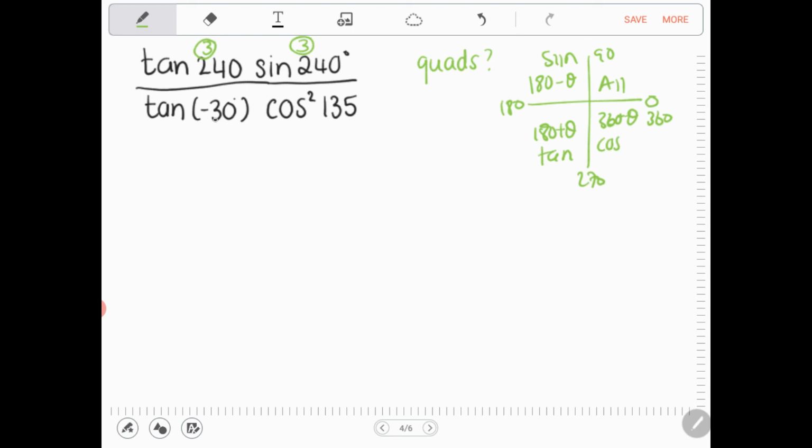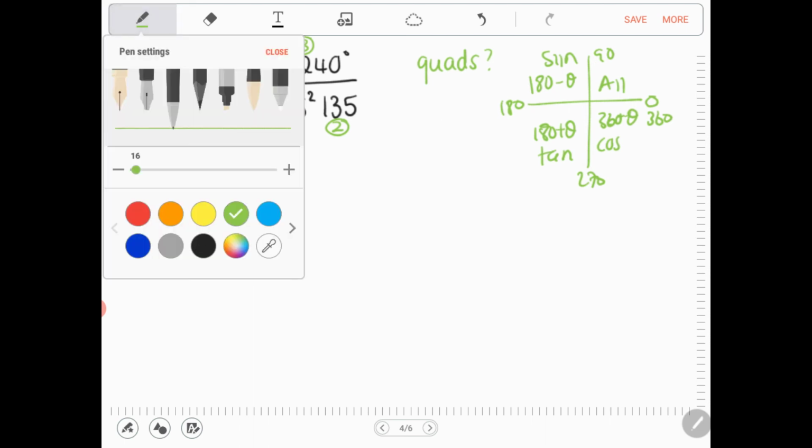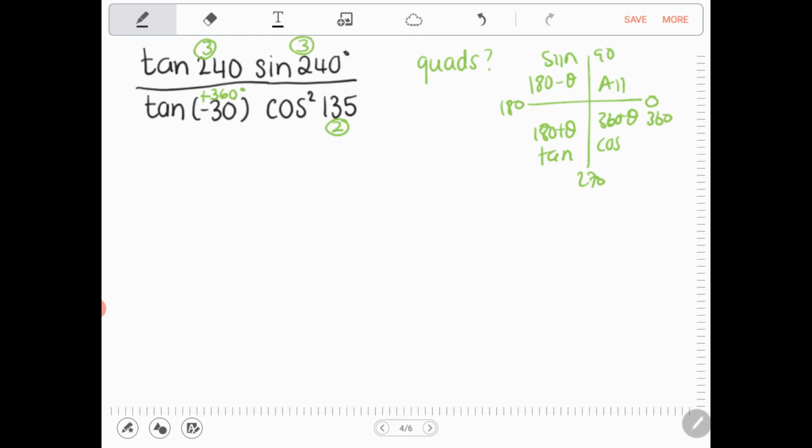Tan of negative 30, well, we can't see what quadrant this one is in. It's not between 0 and 360. If you remember, we said we were allowed to add or subtract 360 and it wouldn't change anything. So I can do that. And here I can see that this is in the second quadrant between 90 and 180. So I need to fix the one that I can't see the quadrant for.